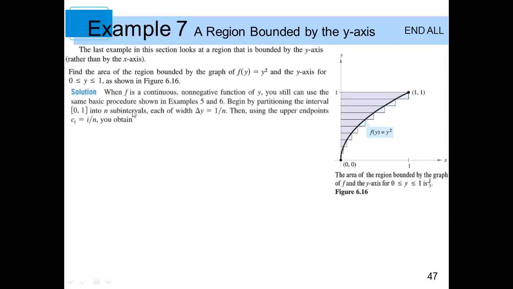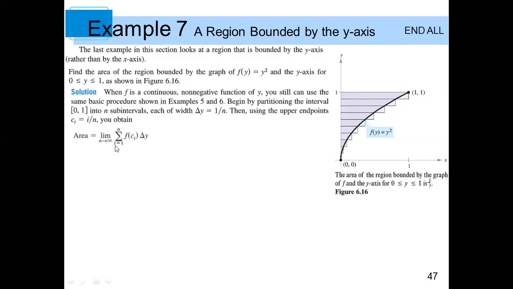So when f is a continuous and non-negative function of y, you can still use the same basic procedure as in examples 5 and 6. So start by partitioning the interval 0, 1 into n subintervals. So b minus a over n, 1 minus 0 over n is 1/nth. Then using upper endpoints, you make your c_i just i over n. And you don't have to add or subtract anything from it because the region starts at 0. So it's like 0 plus i over n, which is i over n.